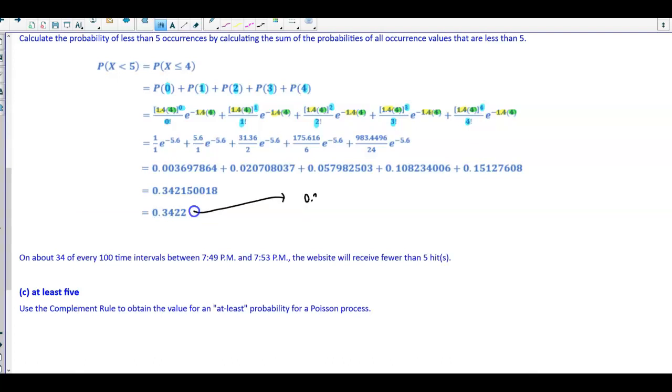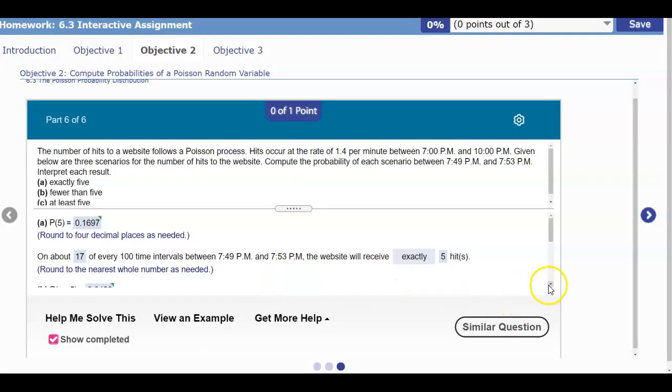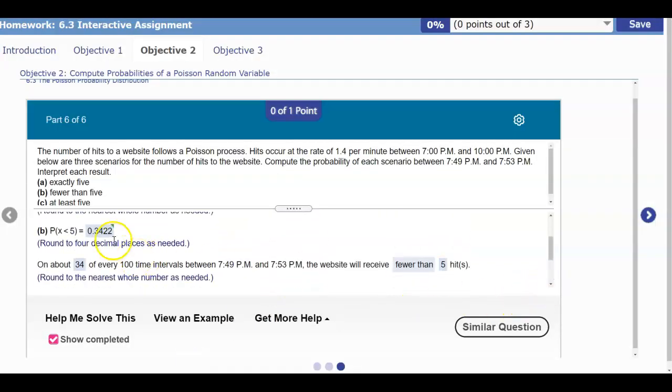Okay. And so keep in mind here that if we wanted to round this to 2 decimal places, it would be 0.34, which would then equal 34 over 100. So we would say that on about 34 of every 100 time intervals between 7:49 p.m. and 7:53 p.m., the website will receive fewer than 5 hits. Okay, so let's go back to our result here, and we can see that we got 0.3422, and on about 34 you can see it's fewer than 5 hits.